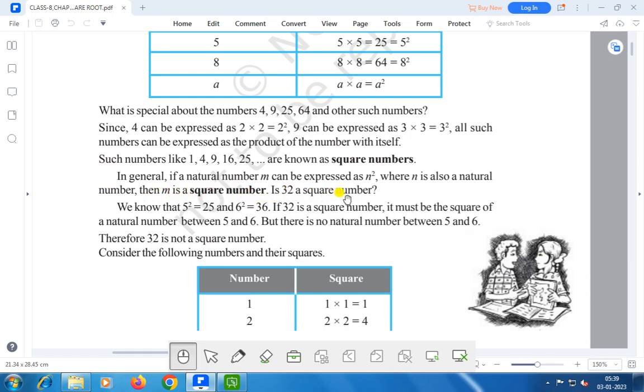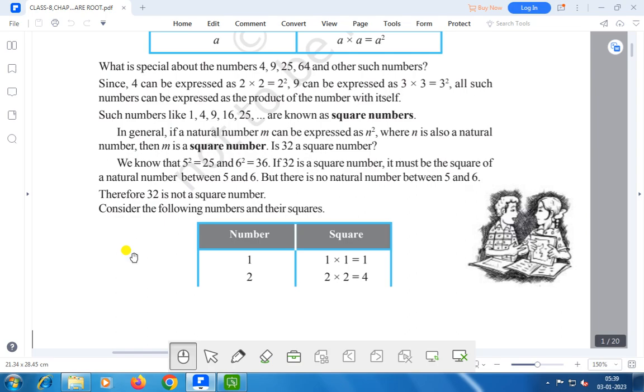Is 32 a square number? No. We know that 5 square is 25, 6 square is 36. If 32 is a square number, it must be the square of a natural number between 5 and 6. But there is no natural number between 5 and 6. Therefore, 32 is not a square number.